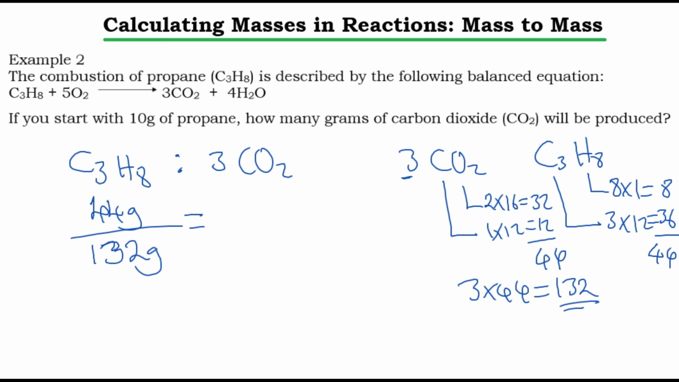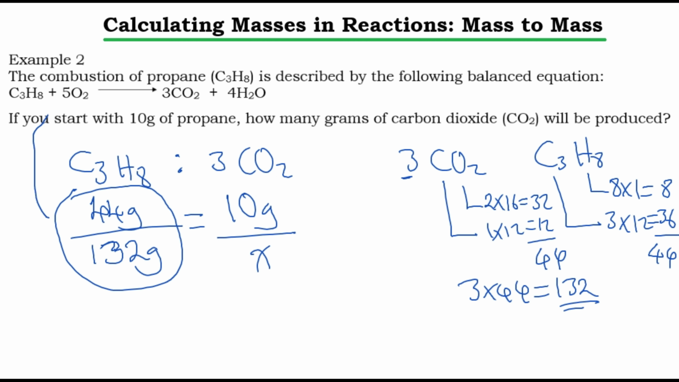This is equal to, now we form a ratio coming from the problem: 10 grams of propane produces X grams of carbon dioxide. Now we've set our two ratios equal to each other. The first ratio is coming from the equation here, and the other ratio is coming from the problem. So remember, we discussed this in the earlier example.